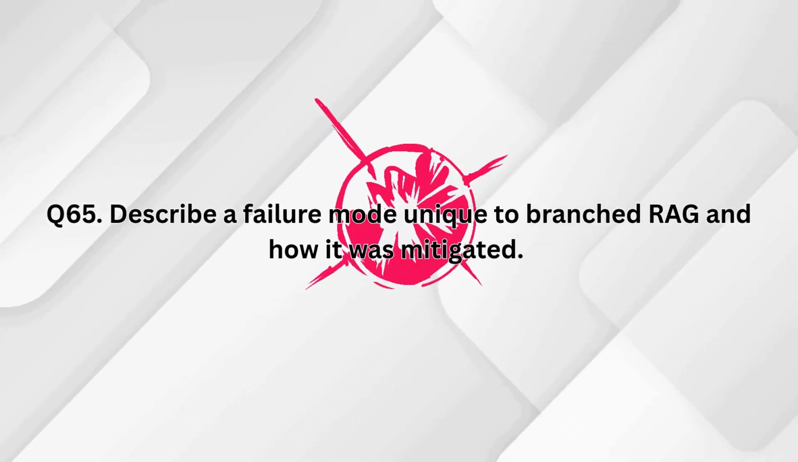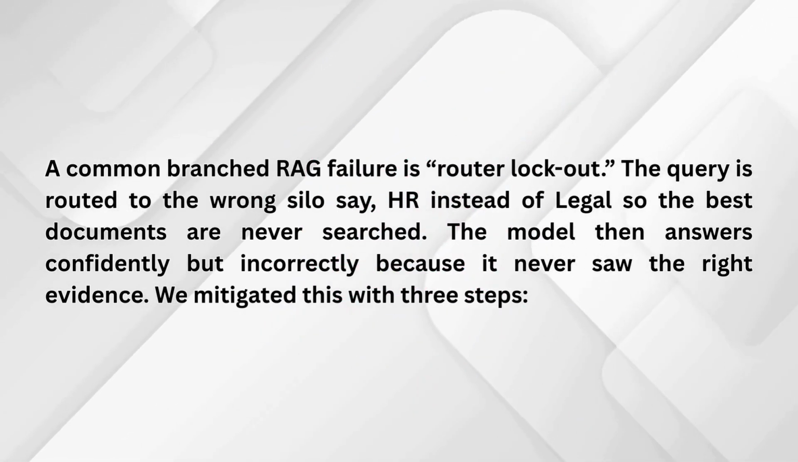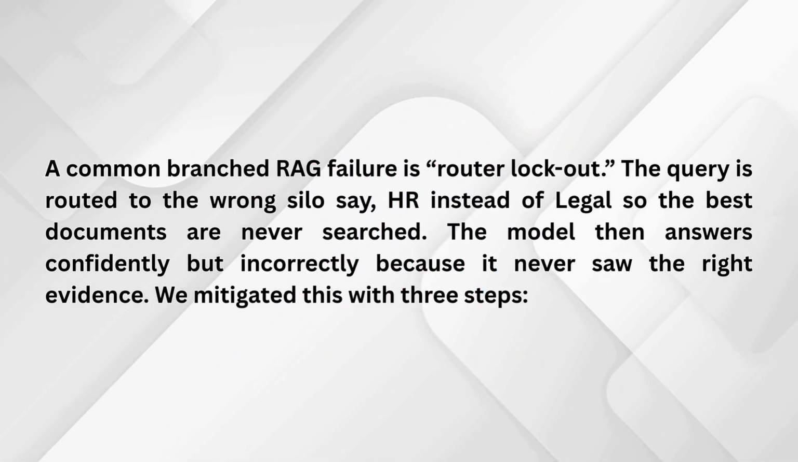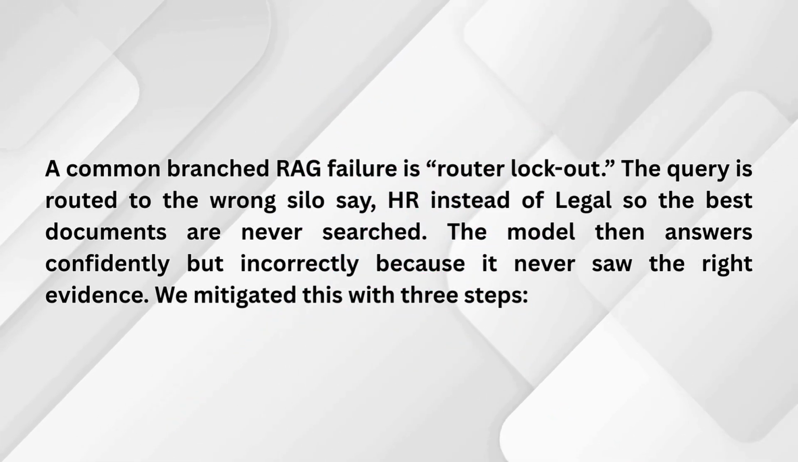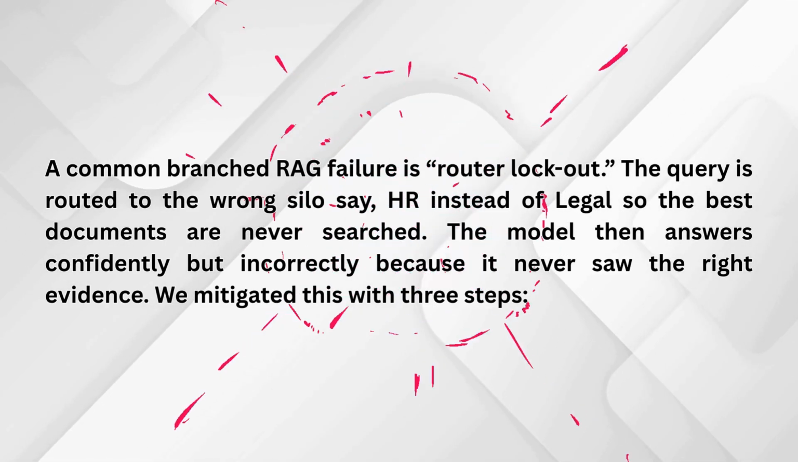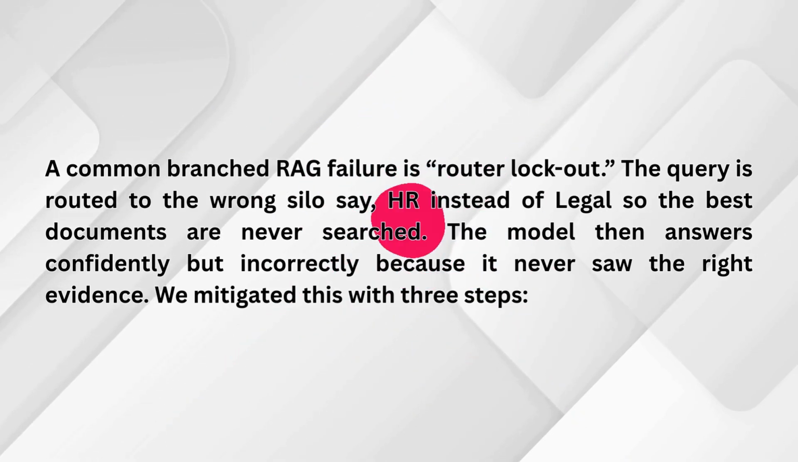Describe a failure mode unique to branched RAG and how it was mitigated. A common branched RAG failure is router lockout. The query is routed to the wrong silo, say HR instead of legal, so the best documents are never searched. The model then answers confidently but incorrectly because it never saw the right evidence.